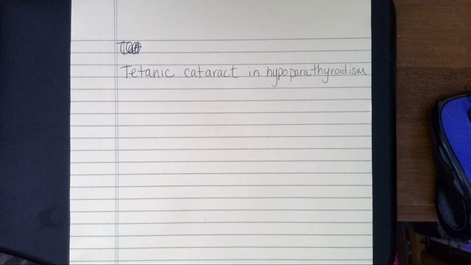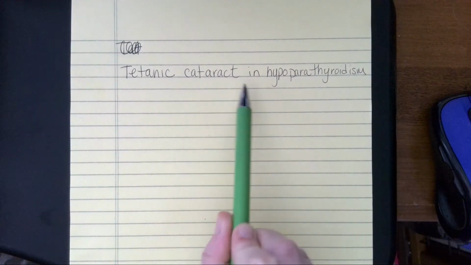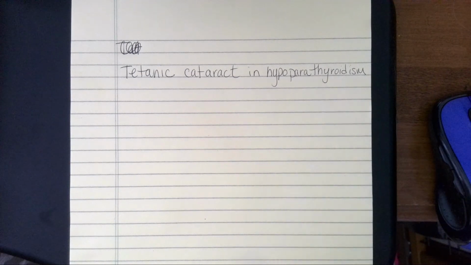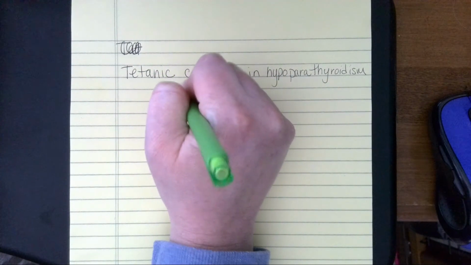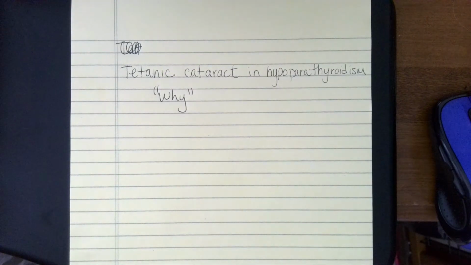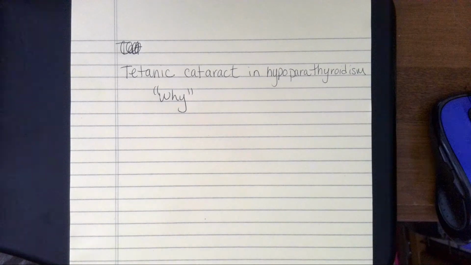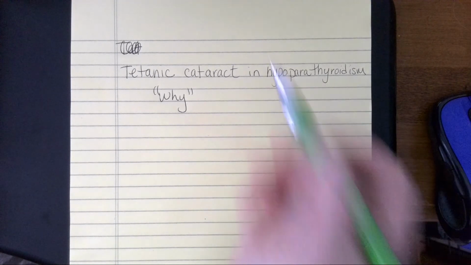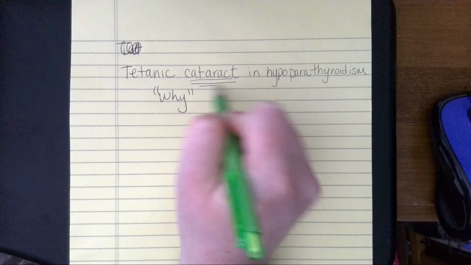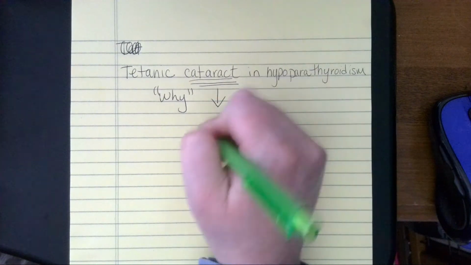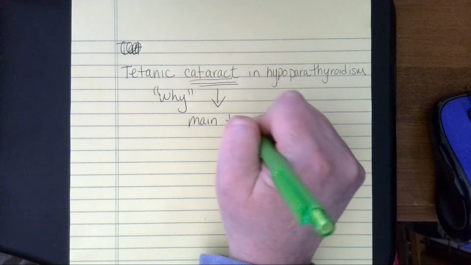All right, so in this example, we're going to figure out what the main term is and how we would look it up in our ICD-10-CM manual. So first, we want to figure out, when we have tetanic cataract in hypoparathyroidism, what is the actual reason why the patient is here. So what is going on with the patient? Well, we know that they have hypoparathyroidism, but the reason why the patient is here is because of this cataract. So that's going to be the main term that we look up.